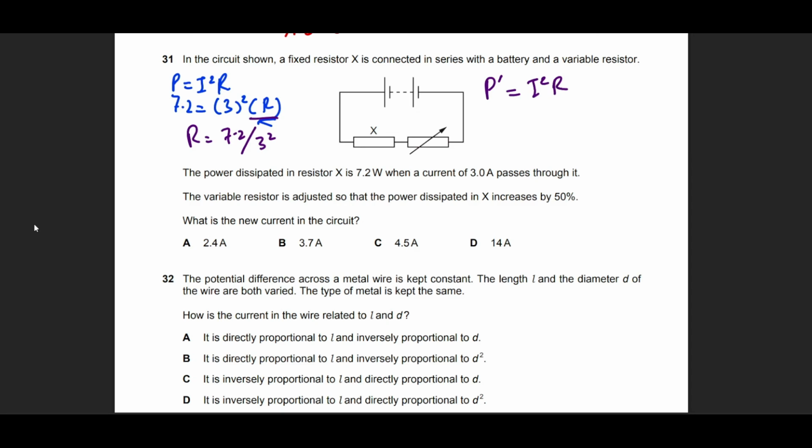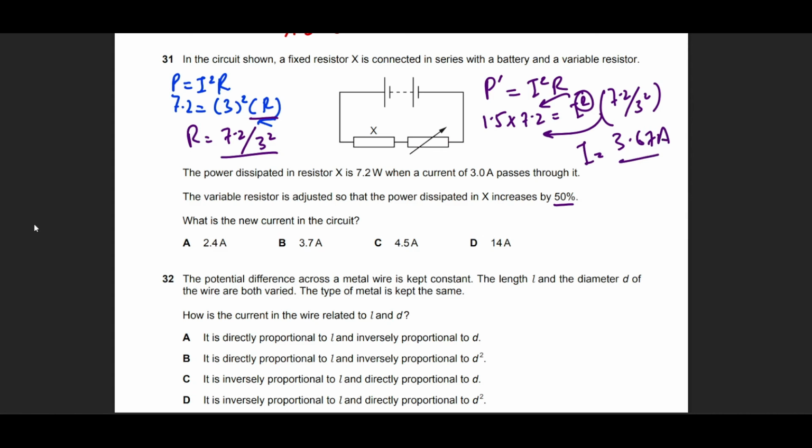Now, what have we done to the resistance? We don't know, okay? But we have changed it in such a way that the power is now 1.50% more. So this is going to be 1.5 into 7.2 equals I square times R, which is what I don't know. R previously was 7.2, so 7.2 divided by 3 square. Now when you calculate, don't forget the square root over the other side. When you take this over this side, you realize that I comes out as 3.67 amperes.